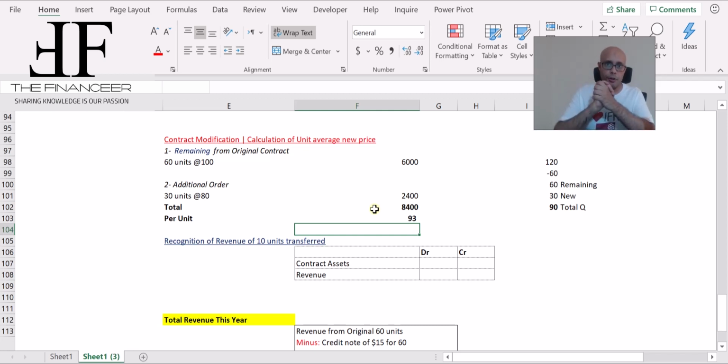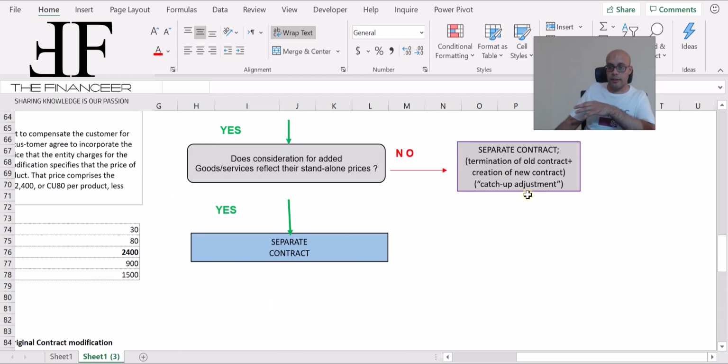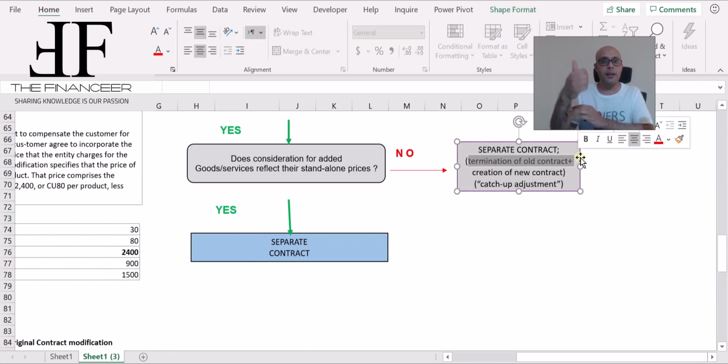What did we do here? We did a termination for the old contract. Let's start understanding this part. We terminated the old contract. The remaining quantity of the old contract is 60 units. The price of these 60 units is $100. So I terminated it, and I'm going to start calculating a new price for the remaining quantity. This is the meaning of you have to terminate the old contract.